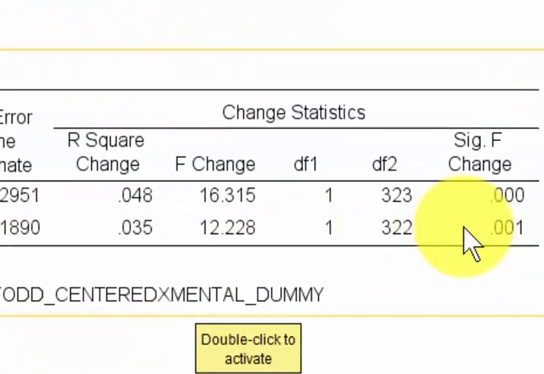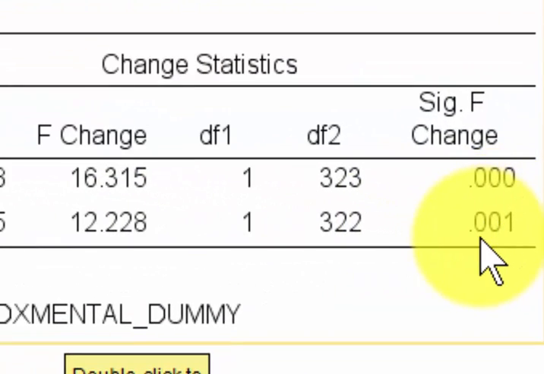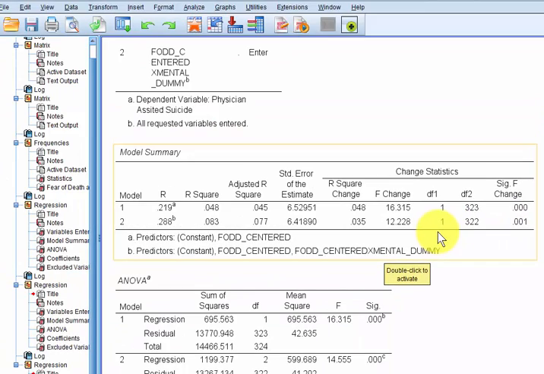The sig value is 0.001, which is telling us that there is a difference between the relationship between FOD and POS between the medical and the mental. So it is acting as a moderator. So that's the old-fashioned way.